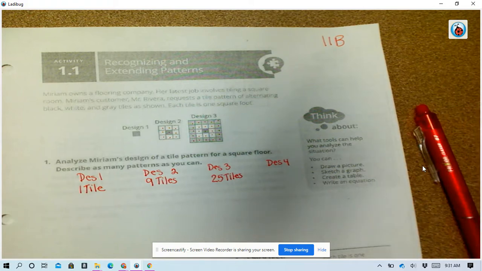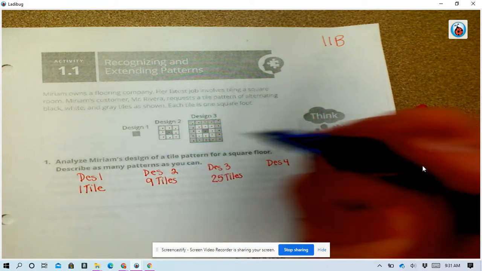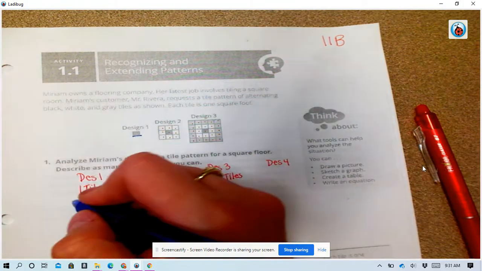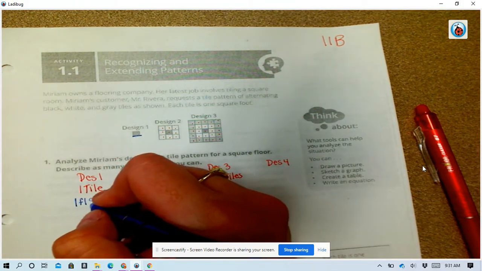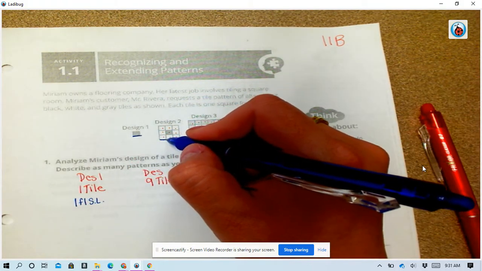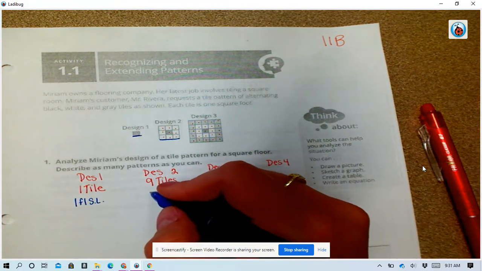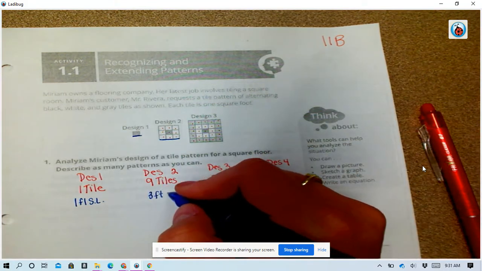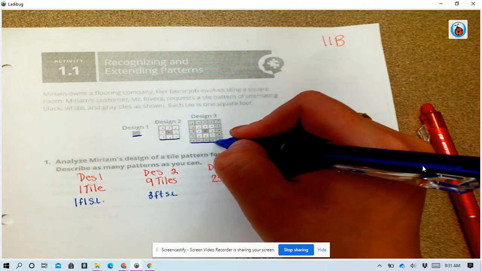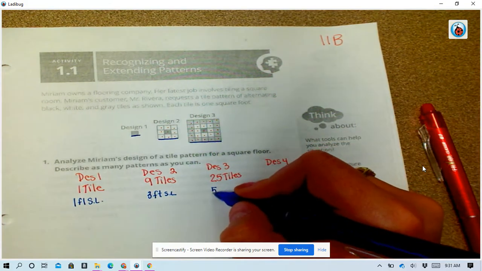Okay. I also talked about side length. So this has 1 foot side length. I'm going to put SL for side length. And then I noticed in design 2, it had 3 feet of side length. And then here we had 5 feet of side length.